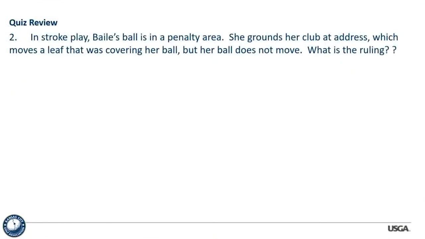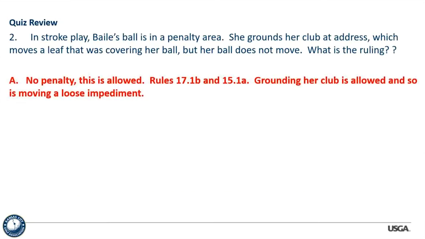All right, a situation here in stroke play: Bailey's ball is in a penalty area. She grounds her club at address, which moves a leaf that was covering her ball, but her ball does not move. What is the ruling? There's no penalty. A player is allowed to ground their club in a penalty area, and removal of a loose impediment is allowed. So both things that happened here are fine. No penalty as long as her ball did not move.